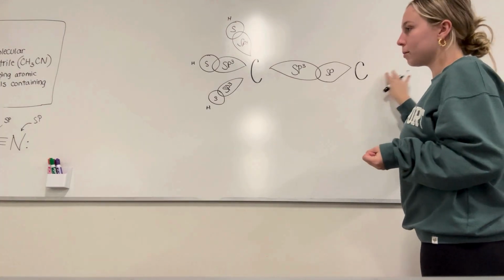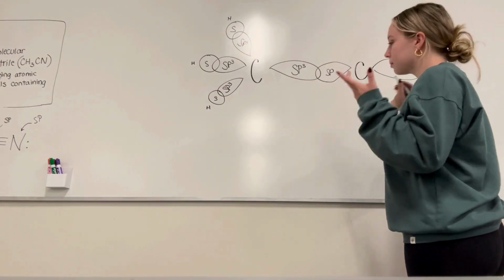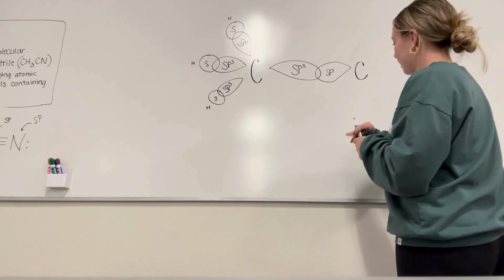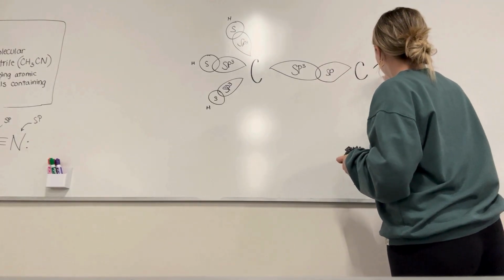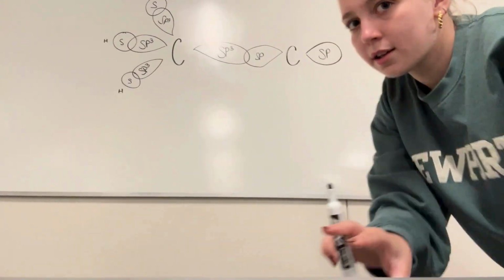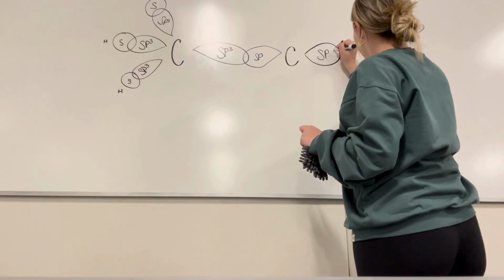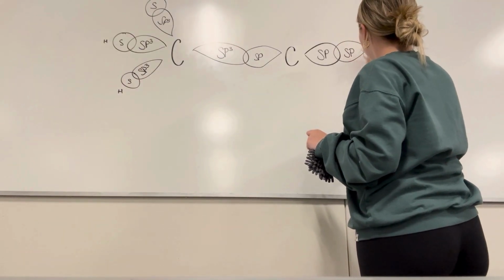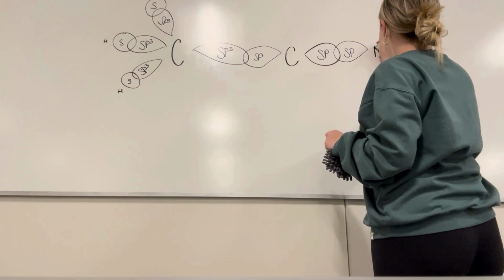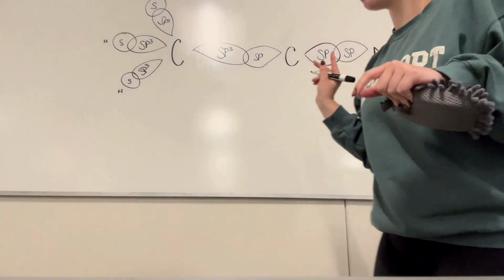And then the carbon to the nitrogen has a triple bond. Okay, sp. Okay, sp, and then nitrogen is also sp, which also has a lone pair at the end. So we're gonna come back and do the lone pair.